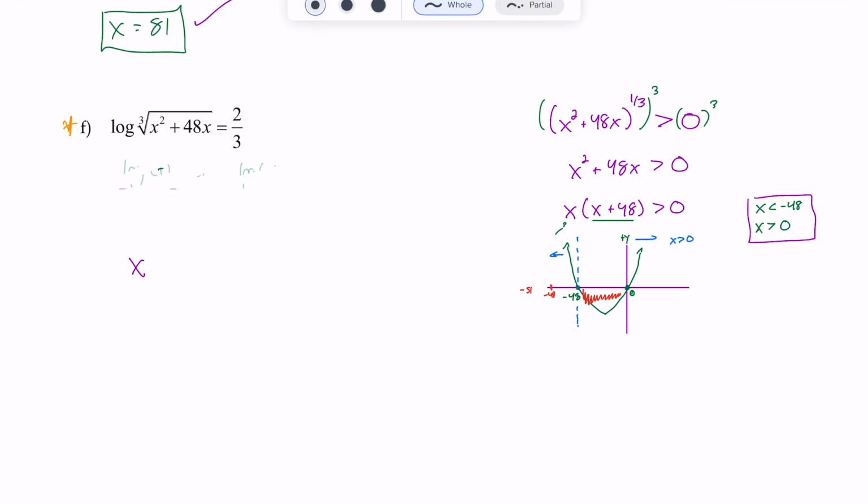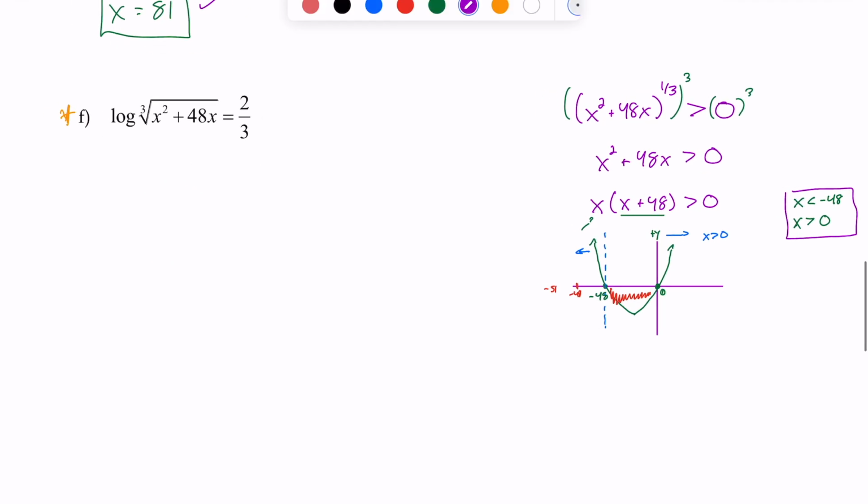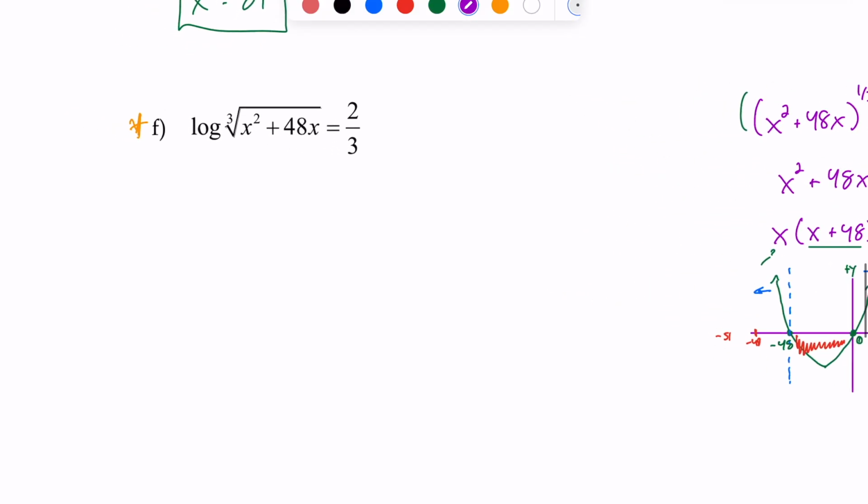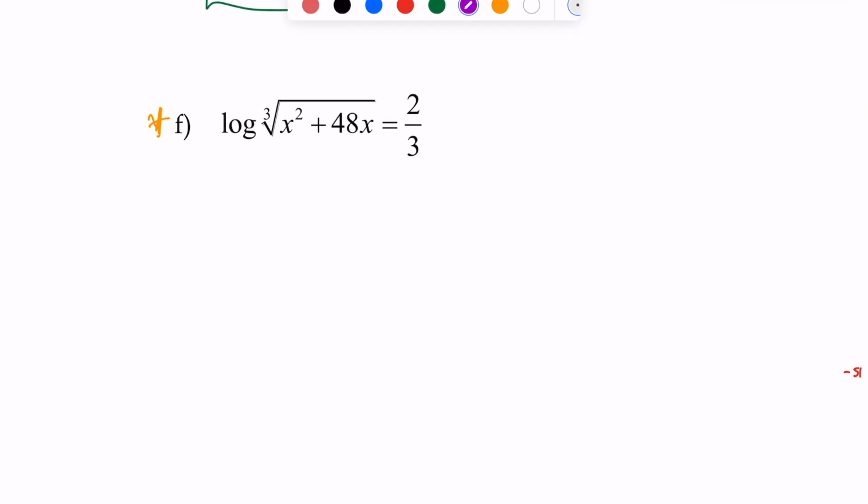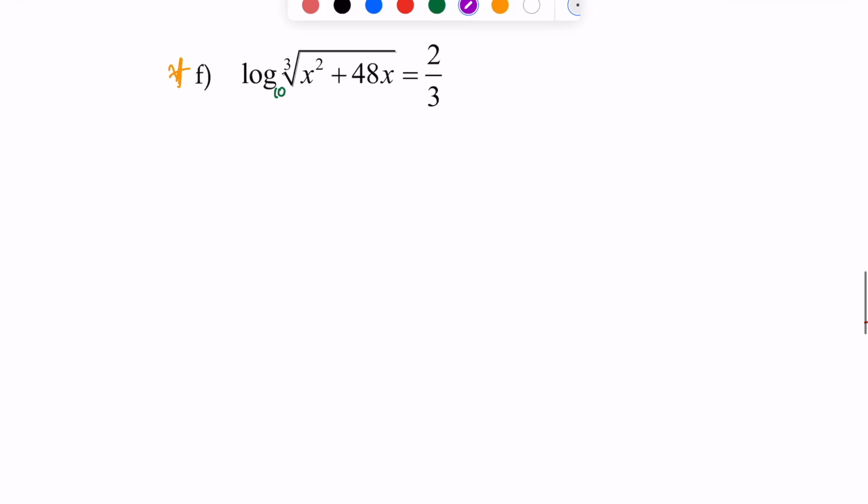So we've stated our restrictions. We figured that out. In this case, we have two restrictions that could work, but now we just need to solve the problem. We need to find those values of x. So remember, this is a base of 10. So I'm going to write it as log base 10, just so you can see it. And I'm going to write this as x squared plus 48x, and I'm going to put that as 1/3. Okay, I'm going to rewrite that root as a fractional exponent, and that's equal to 2/3.